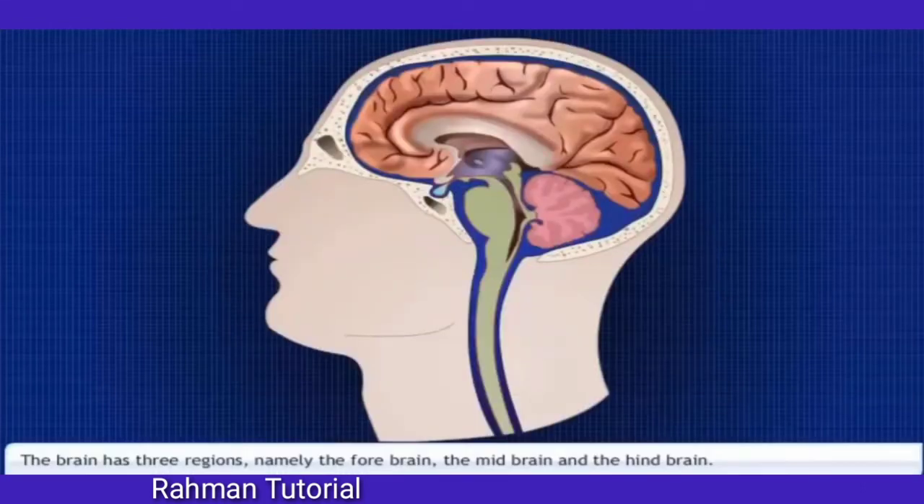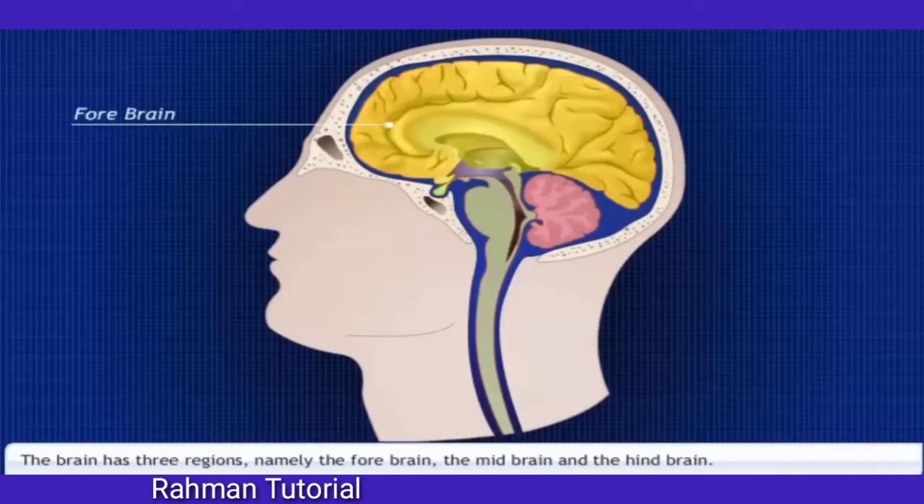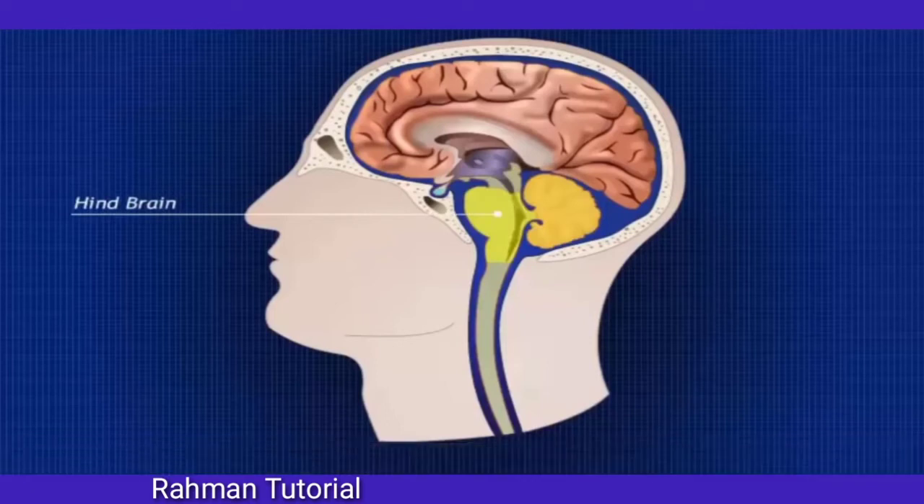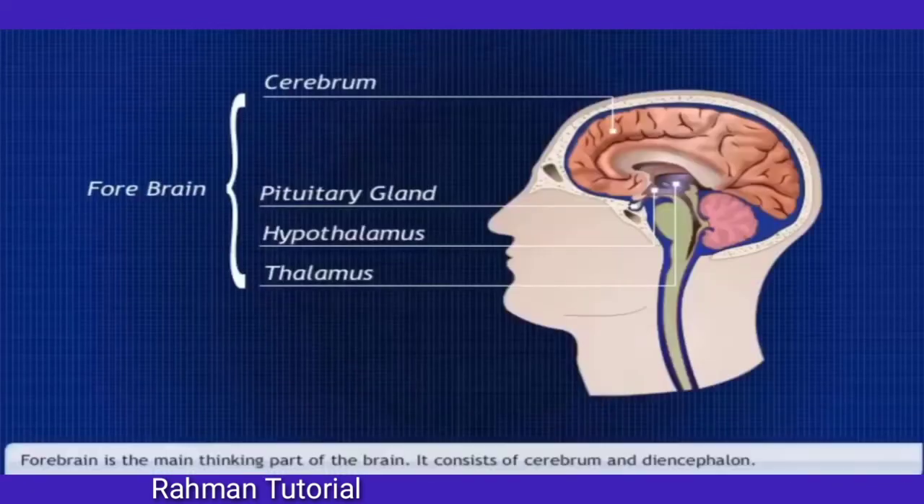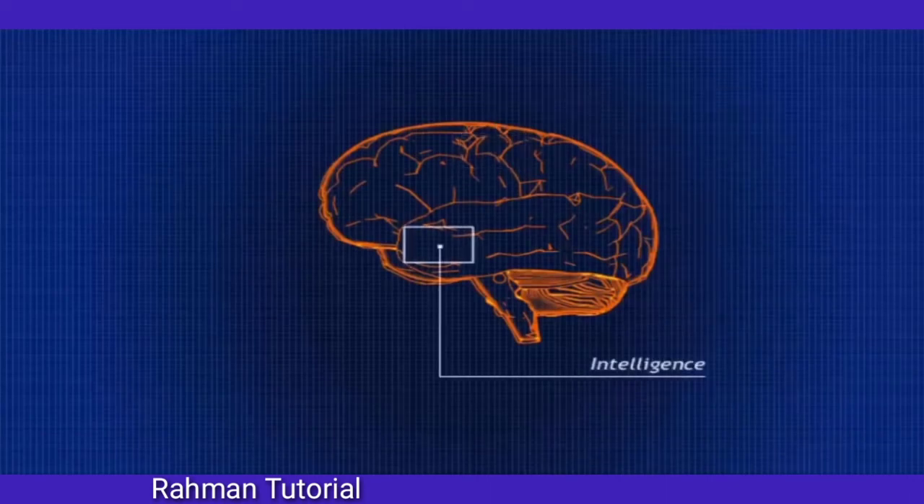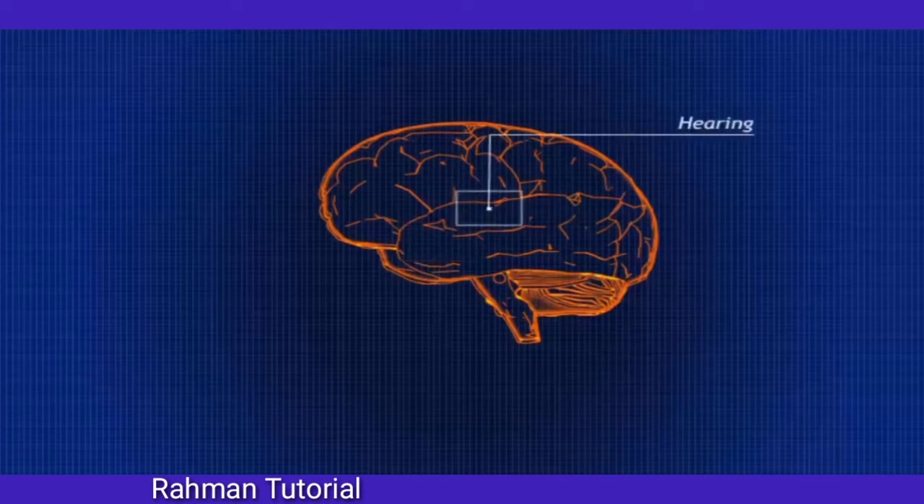The brain has three regions, namely the forebrain, the midbrain, and the hindbrain. The forebrain is the main thinking part of the brain. It consists of cerebrum and diencephalon. Cerebrum is the seat of memory, intelligence, and sensory centers like hearing, smell, and sight.